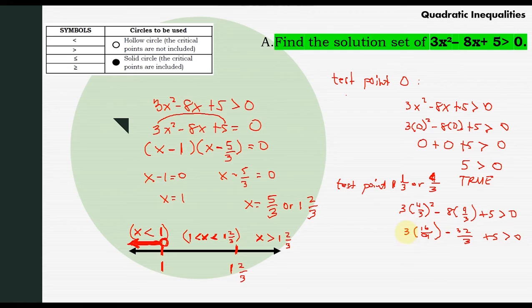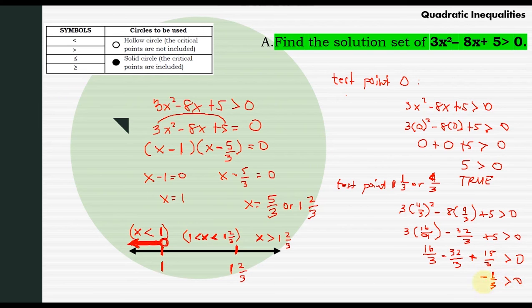So I can have here 3 times 16/9. Of course, I can cancel out here, like 3/9 will give me 3. So I could have here 16/3 minus 32/3. Then I'm going to change this 5 to plus 15/3. So I can easily solve all of these numbers, like 16 minus 32 will give me negative 16 plus 15, that will give me negative 1/3.